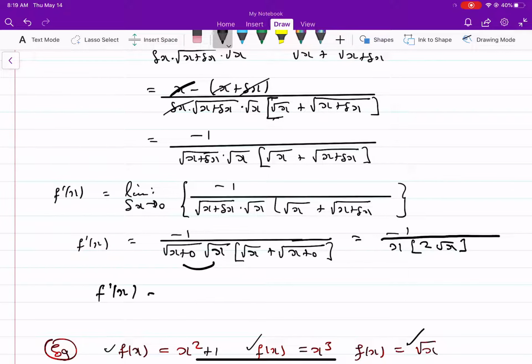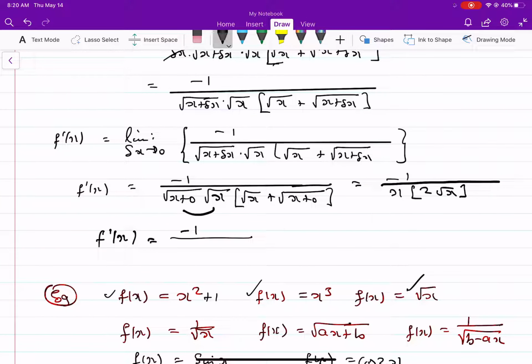F prime of x is therefore minus 1 upon 2 times x times root x. Let's see. X times 2 times x to the half. X times x to the half is x to the 3 halves, which is 2x to the 3 halves, or 2 times the root of x cubed. Yeah, that's how I'm going to write it. Minus 1 upon 2 times the root of x cubed.